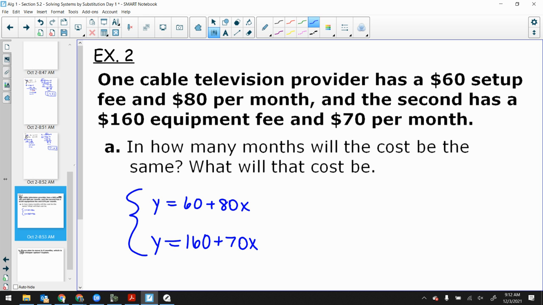Now, understand that what we were doing before, we would have just set these equal to one another to see when they were the same. But what we were really doing back then is substitution. I'm going to take 60 plus 80x, and I'm going to plug it in for y into the second equation, 160 plus 70x. You just didn't tell us that it was something. We just knew that we were creating an equation.